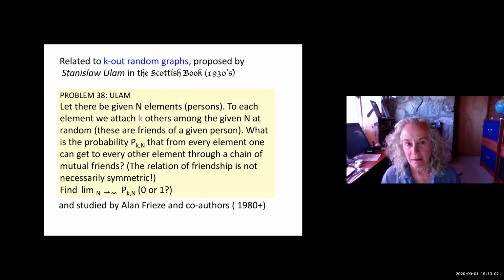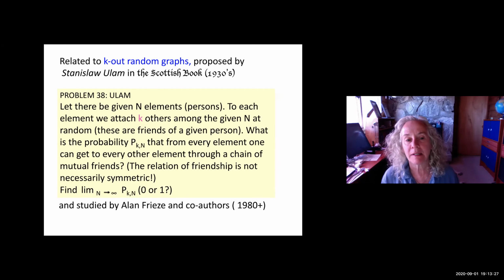Now, we found out that there already was something called k-out random graphs, which is where we got the name. These were proposed by Stanislav Ulam in the Scottish Book in the 1930s, the Scottish Book being a book of mathematical problems that was actually written up in Poland at a cafe called the Scottish Cafe. Anyhow, Ulam came up with this problem.